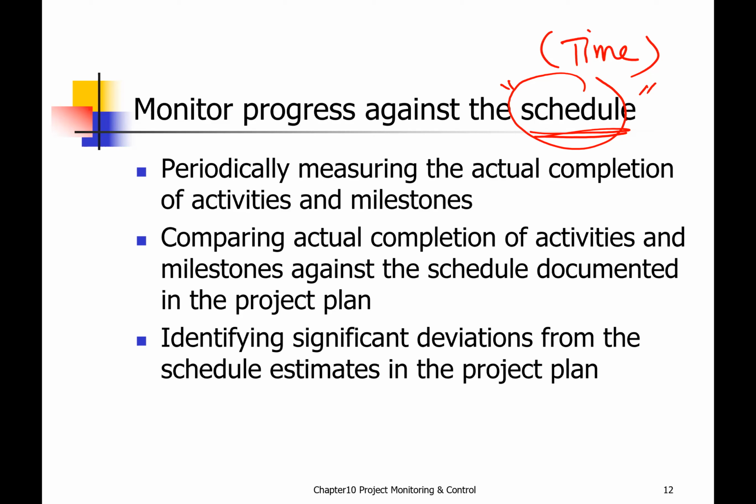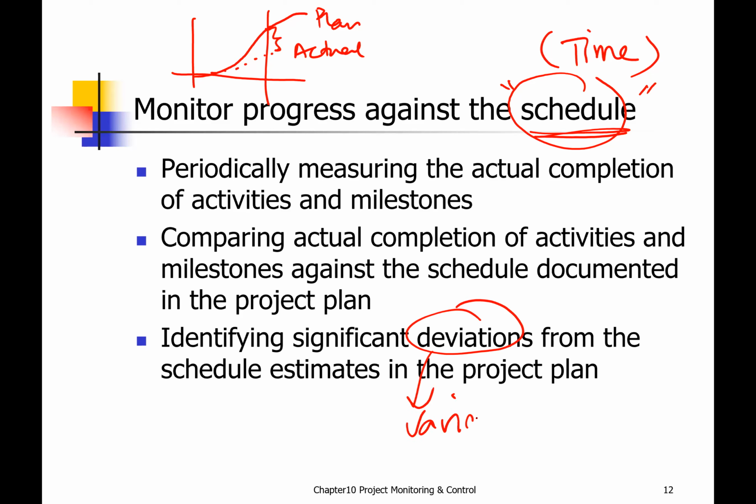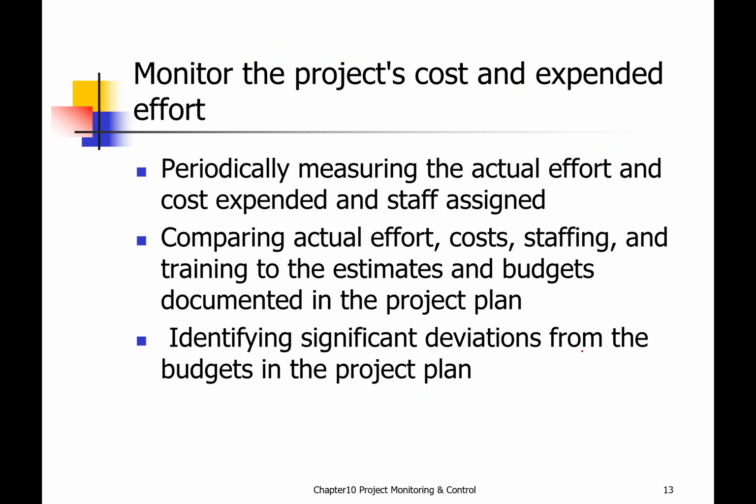Okay, and then the differences between plan versus actual. Let's draw one simple S curve here. This is what we call plan, and then later on we do have actual. So you see there is a difference. The difference is what we call deviation, or in another word, we call it variance. Okay, variance. Anything that is basically different from the original plan, we call it deviation or variance.